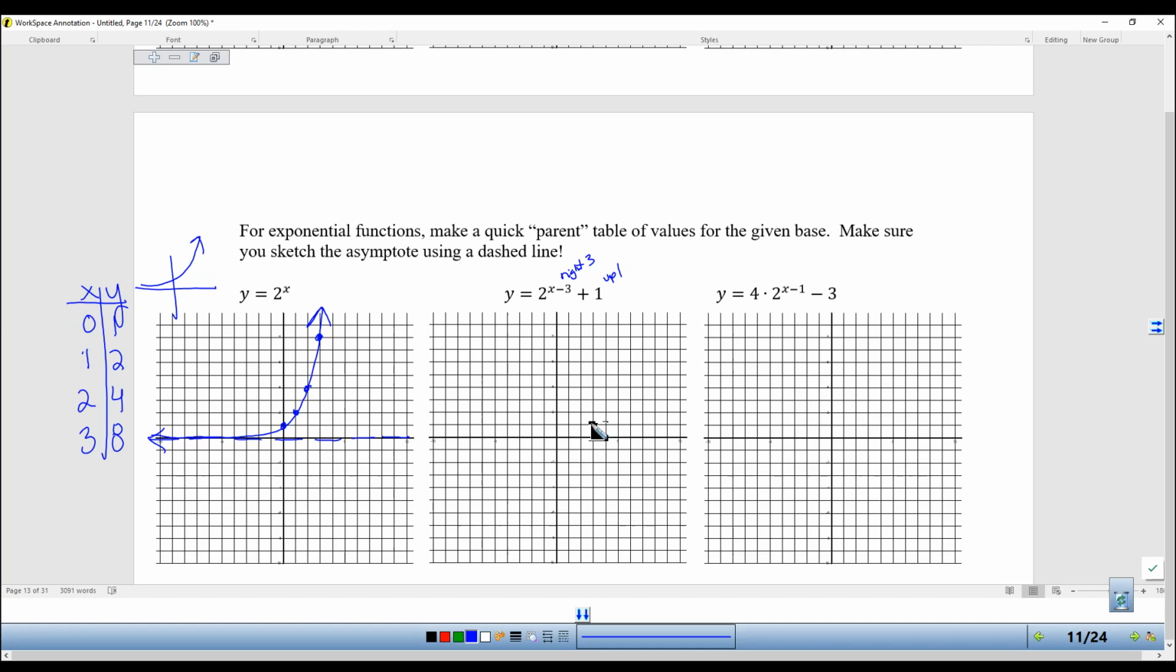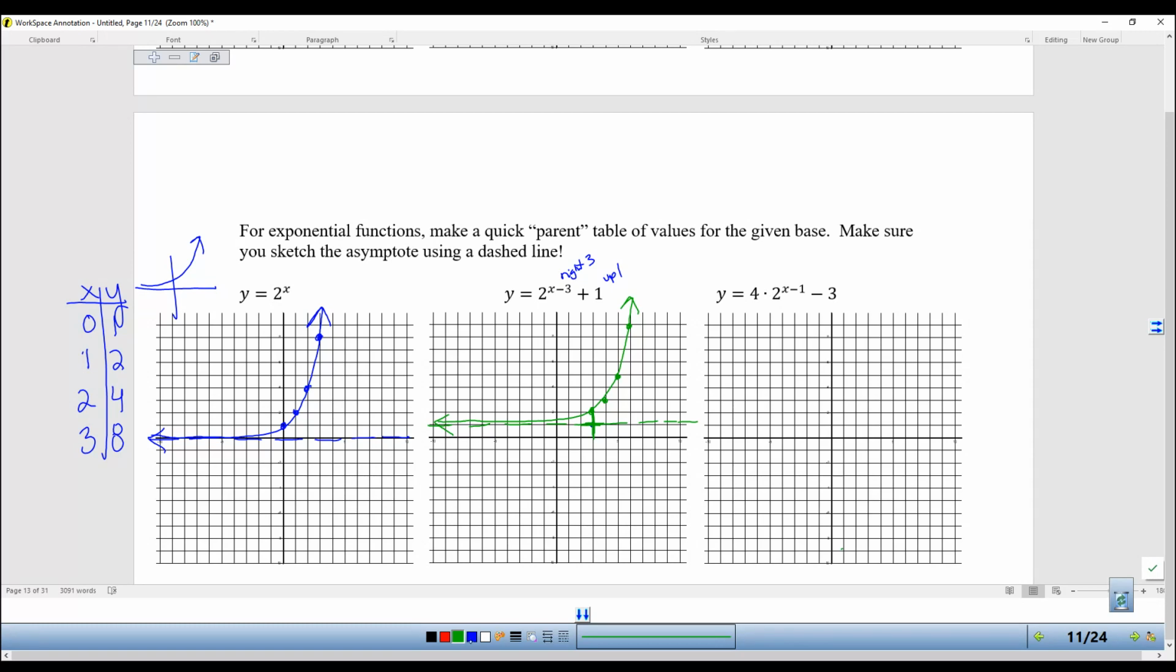So right 3, up 1. Now the up also affects the asymptote. So the asymptote also went up 1, and this is my new origin. But now I get to use these same points. So 0, 1, 1, 2, 2, 4, and 3, 8. 4, 5, 6, 7, 8. Follow my asymptote, and notice the shape didn't change. All I did was shift it up or down, left or right.